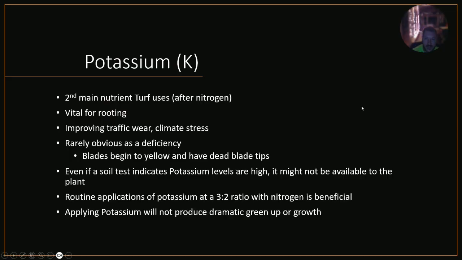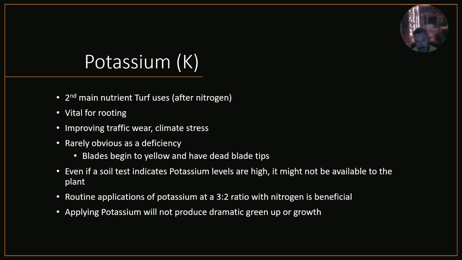Potassium. It's the second main nutrient after nitrogen. It's vital for rooting. It improves traffic wear and climate stress. So if you have crazy swings of weather, potassium will help. It's rarely obvious as a deficiency. Blades begin to yellow and they have dead blade tips. Even if a soil test indicates potassium levels are high, it might not be available to the plant, and that's all due to pH or not being soluble or being locked up in some way, shape, or form.